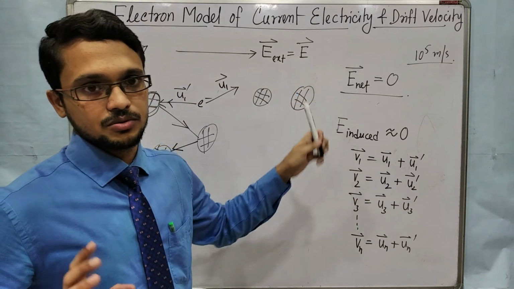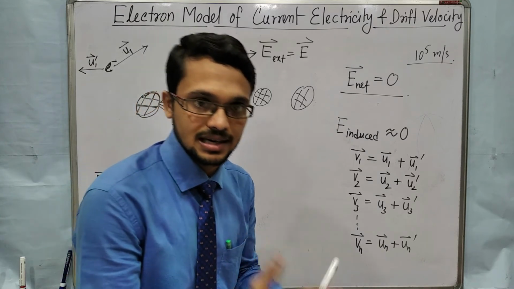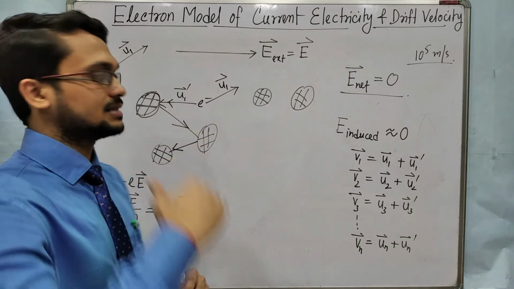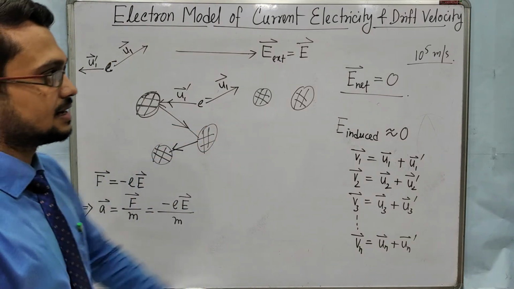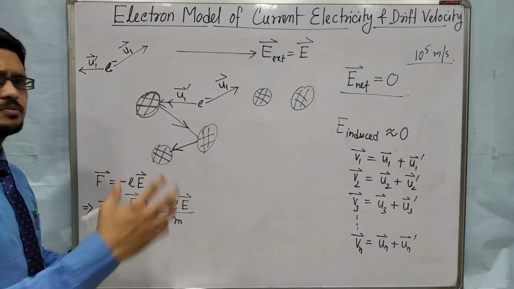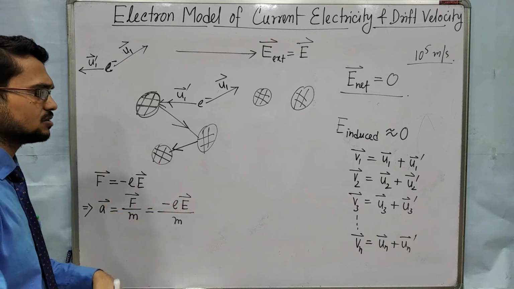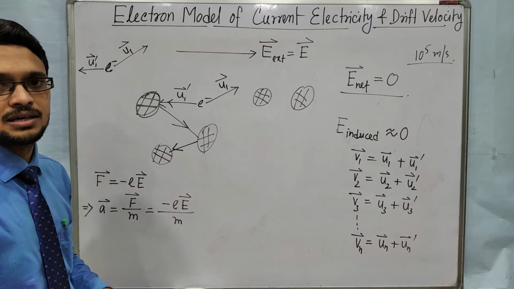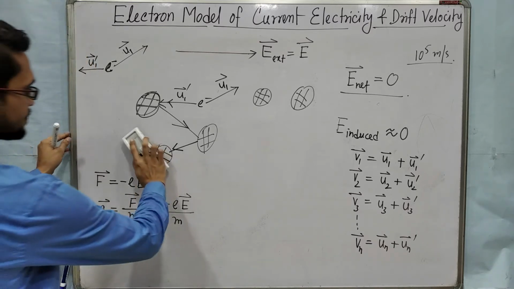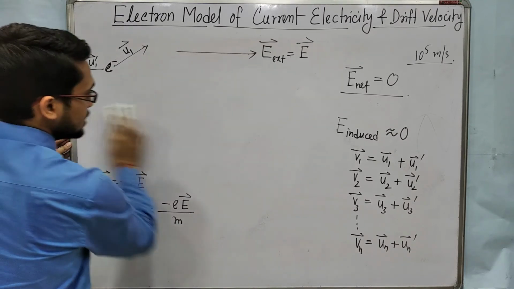Okay, when it moves with this velocity, it collides with other ions or other similar electrons. Its velocity becomes zero, and then it again increases with this acceleration, starting from the initial velocity. There are a lot of atoms, ions, and free electrons, so there are a lot of collisions. So its velocity cannot increase very much. At the end we will get a new velocity.